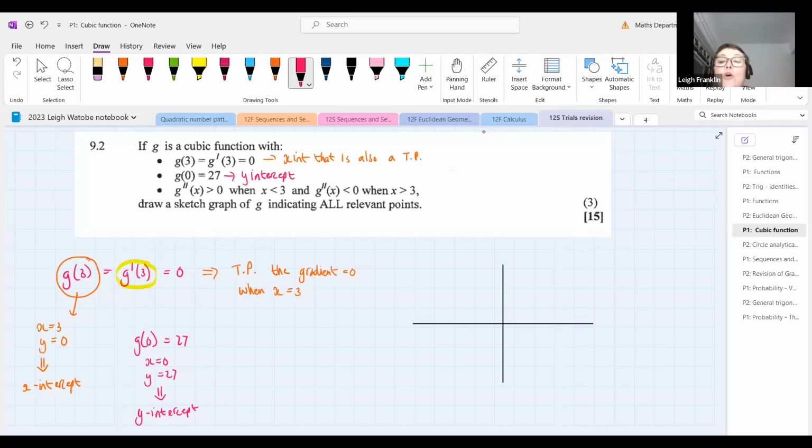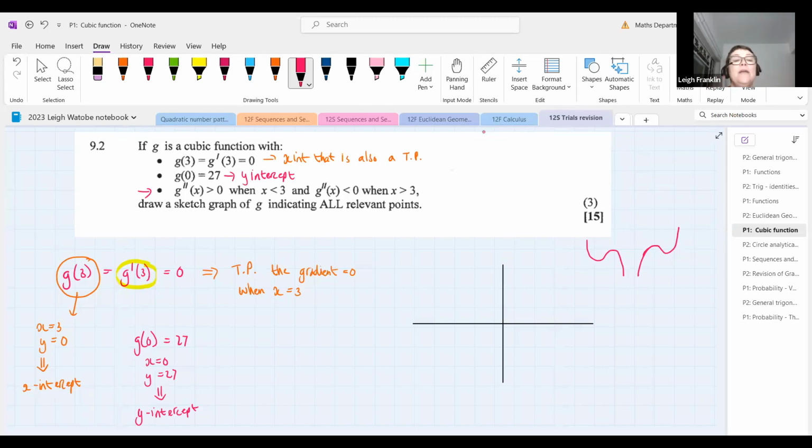What we don't know at this point is whether it is concave up and then concave down, or whether it is concave down and then concave up. So we don't know the shape of our function. This piece of information is going to help us get that right. We know its x-intercept. We know where its turning point is. We know where its y-intercept is, but we don't know the shape of this function.